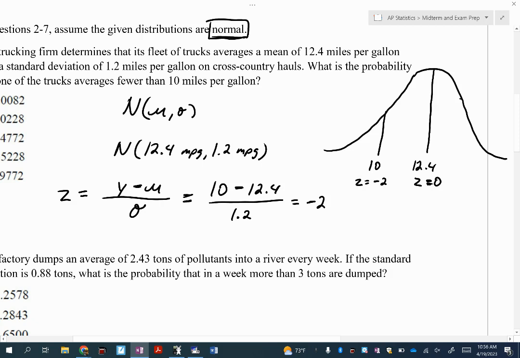-2. So what I'm trying to say is that the data value 10, if a truck averages 10 miles per gallon, it is 2 standard deviations below the average truck. Okay? So in some contexts in the world, you would like to be a z-score that's positive, or a z-score that's negative, depending on what the context is.